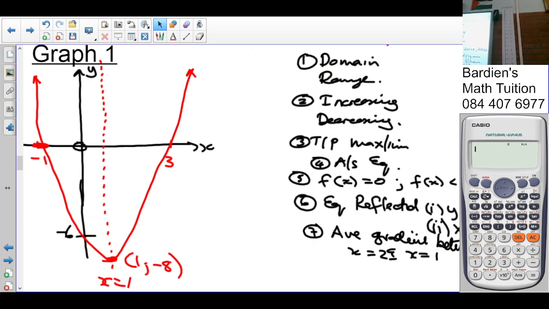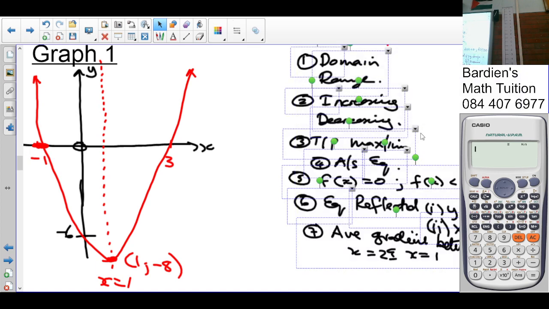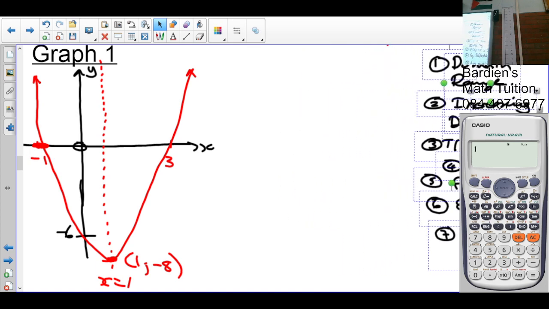Can I move it over now? Just check here. Alright. I'm going to put it here in the corner because I would need all the space to write on.